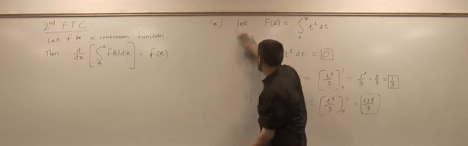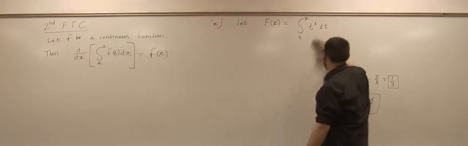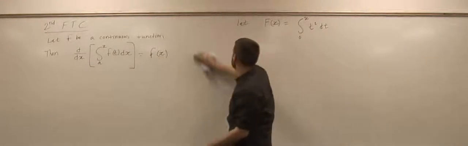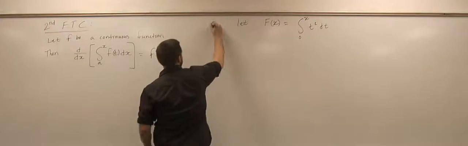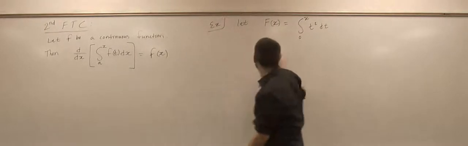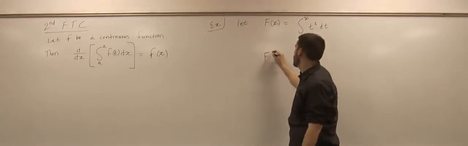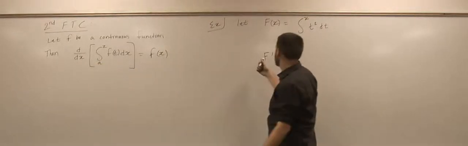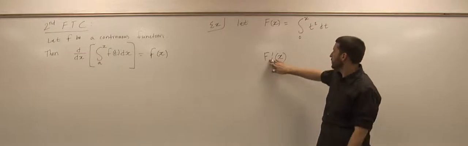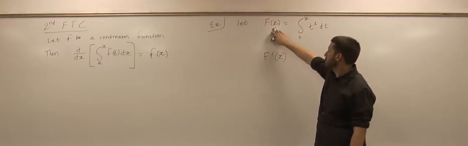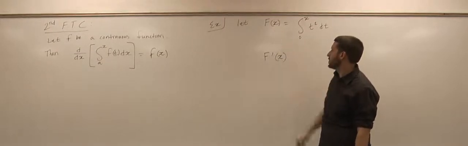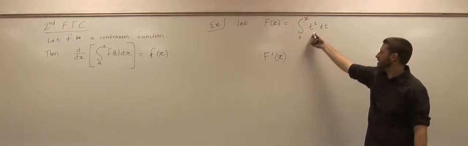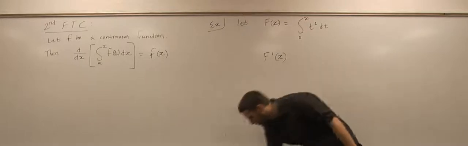Let's try this example right here. Here's a function, capital F of x. Same function we were just dealing with. What happens if I do capital F prime? Remember, d dx just means take the derivative with respect to x. So by F prime I mean the derivative with respect to x. If you want to take the derivative with respect to x of this guy, what would you have to do?